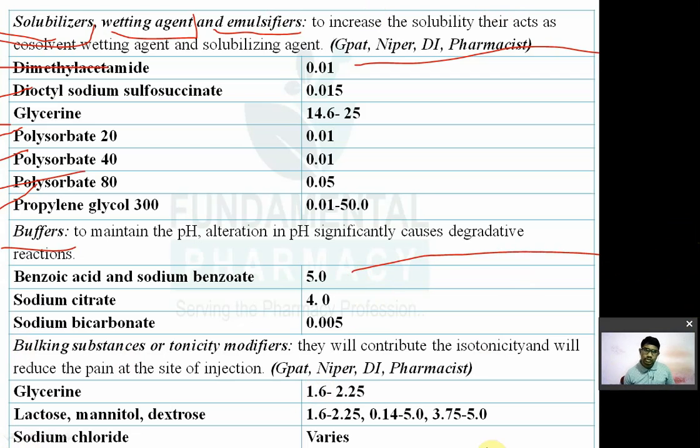Example: benzoic acid and sodium benzoate buffer, which are used to maintain the pH. Sodium citrate buffer is used in the concentration of 4%. Sodium bicarbonate is used in 0.005%. Now bulking substances or tonicity modifiers, again another kind of additives used in the parenteral product.